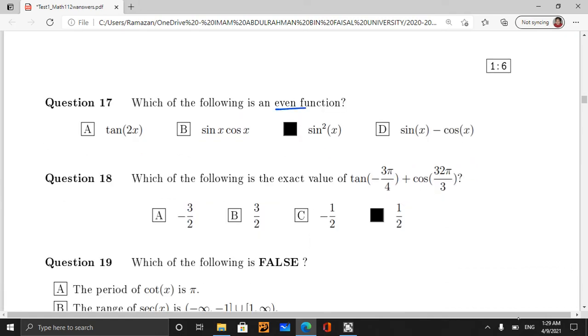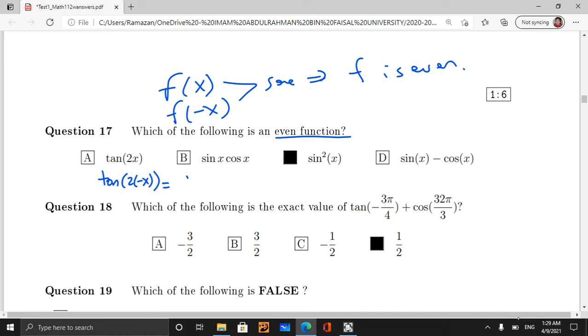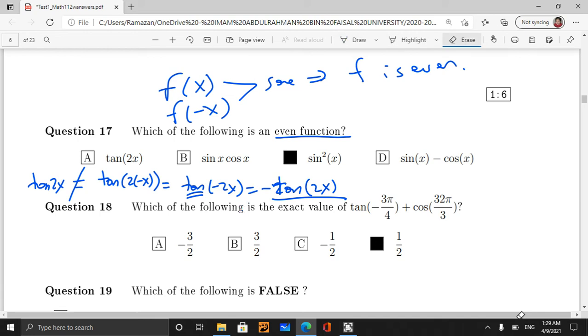Which of the following is an even function? You can try those. How can you check the evenness? You look at f of x and you look at f of minus x. If they are the same, we say f is even. Now let's check tangent 2x. F of minus x is tangent of minus 2x, and tangent is odd, so you can take this negative out. So f of x here is not equal to f of minus x. So you see, I checked these two, and tangent 2x is not equal to this one.